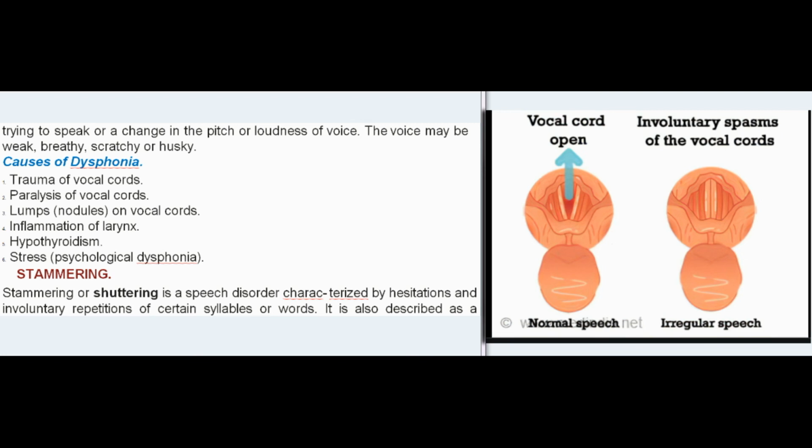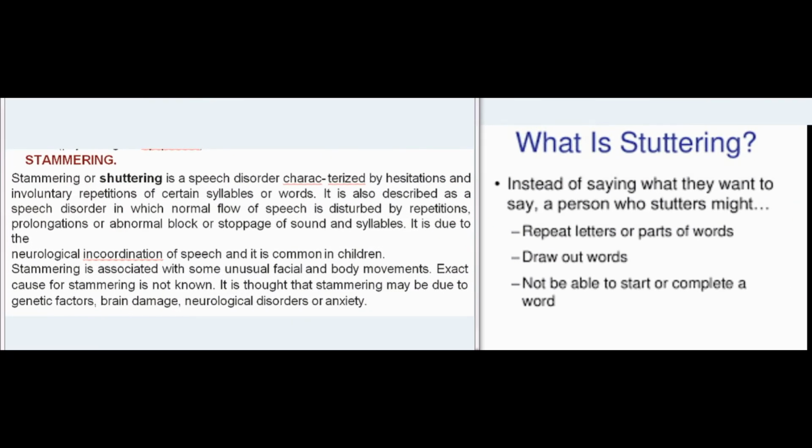Stammering. Stammering or shuddering is a speech disorder characterized by hesitations and involuntary repetitions of certain syllables or words. It is also described as a speech disorder in which normal flow of speech is disturbed by repetitions, prolongations, or abnormal block or stoppage of sound and syllables. It is due to the neurological incoordination of speech, and it is common in children. Stammering is associated with some unusual facial and body movements. Exact cause for stammering is not known. It is thought that stammering may be due to genetic factors, brain damage, neurological disorders or anxiety.